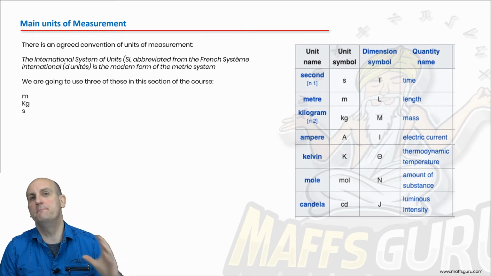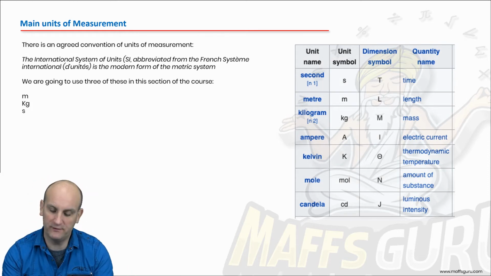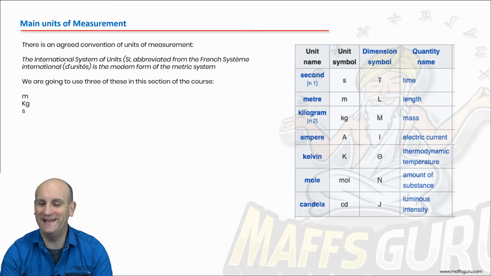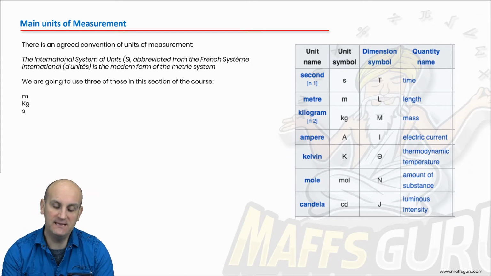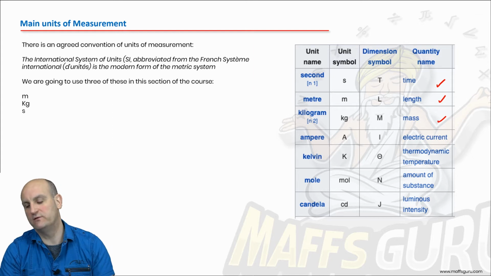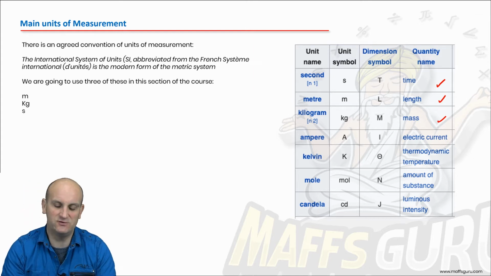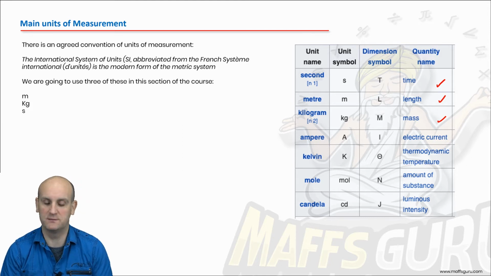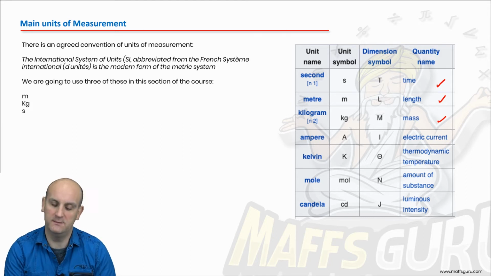So here are the main units of measurement. What I got this from was Wikipedia. Oh, I just love Wikipedia. And basically we've got quantities like time, length, mass. These are the ones we're going to deal with the most. Time of something, the length of something, and the mass of something, but there's also electric current, thermodynamic temperature, amount of a substance, moles, and luminous intensity.